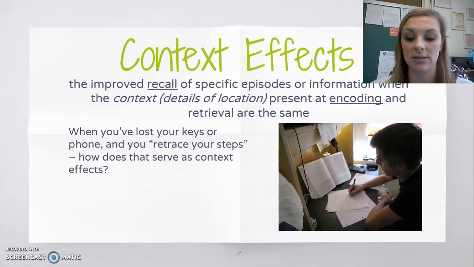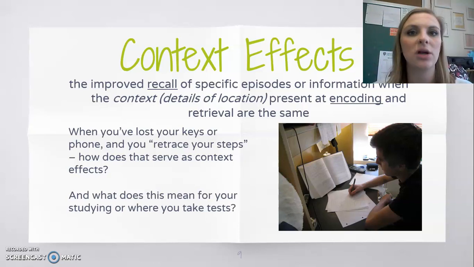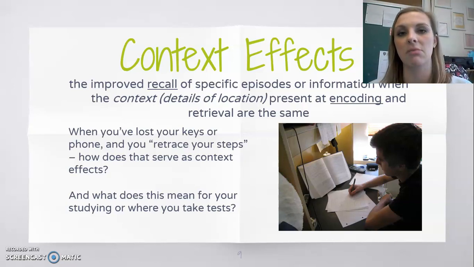That's context effects. So how could we use this when you are studying for the AP exam or when you're taking tests? Well, you can study in a similar location or the same location that you're actually going to take the test. Okay, so closer to the end of the year, we're going to do some of our studying actually in the innovation wing because that's where you're going to take your AP test. And so it's better for you to recall information when you're actually in the same area.